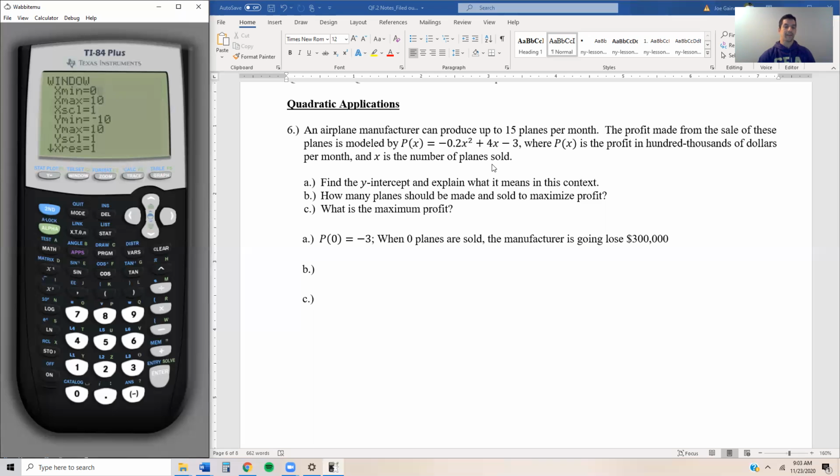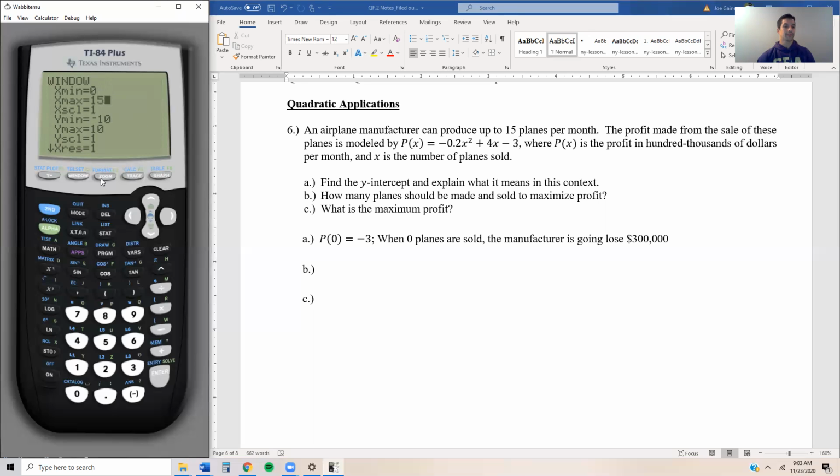We're not going to sell negative planes, so I'm going to go to 0. It says an airplane manufacturer can produce up to 15 planes per month. So I'm going to assume they can sell 15 per month, and that's going to be my x max. So we want to use the scenario, the problem that we're given, to set up our window by adjusting the x minimum and x maximum.